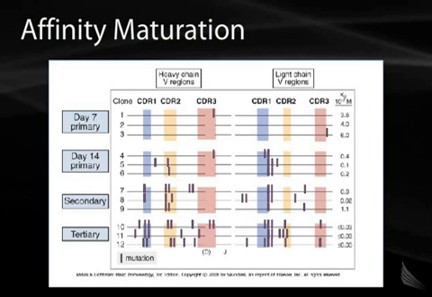And here's an example, kind of looking at it from a scientific point of view. As you can see, starting at the top and working your way from day 7 primary to day 14 primary to the secondary to the tertiary, with each response there's more and more mutations induced in these CDR1, CDR2, and CDR3 regions, which refer to the variable regions on the heavy and light chains. So what we see again is that as the body responds more and more, it starts to tweak its antibodies more and more to get better responses.